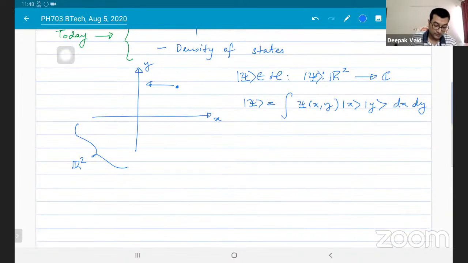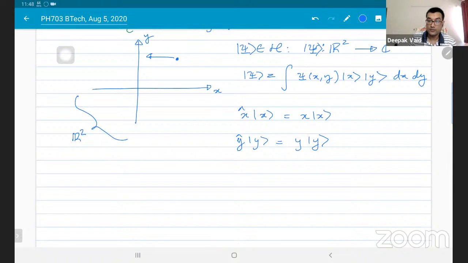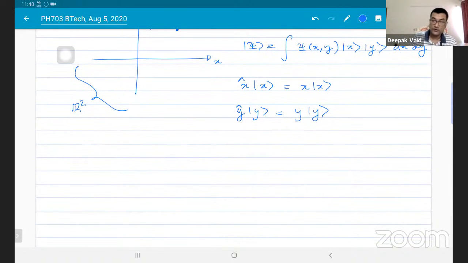What is ket x? It's the eigenstate of the x position operator. What is ket y? The eigenstate of the y position operator. And it's also very important to keep in mind that, if you look at this, this is the Poisson bracket. We have talked about the Poisson bracket before, and I hope that you have learned about it in classical mechanics. Has it been covered in classical mechanics?